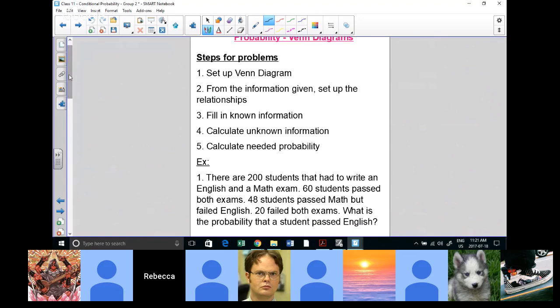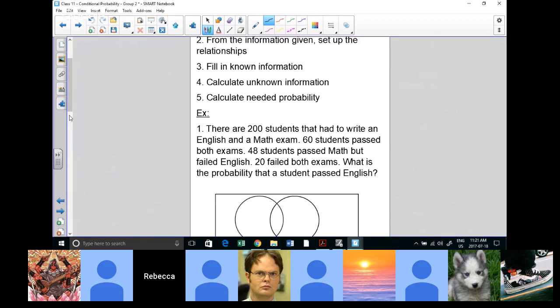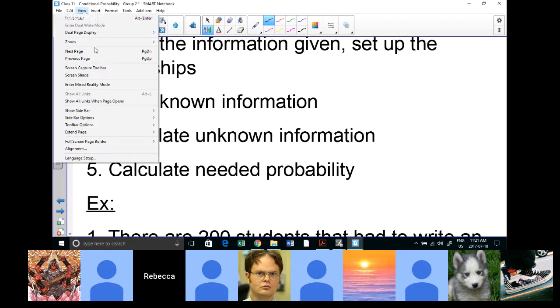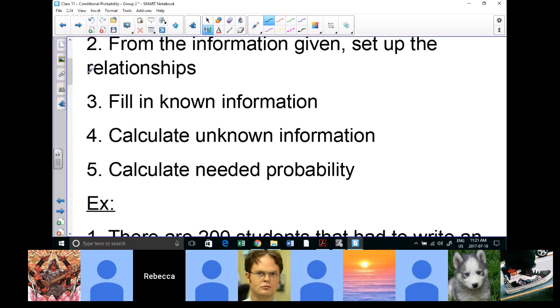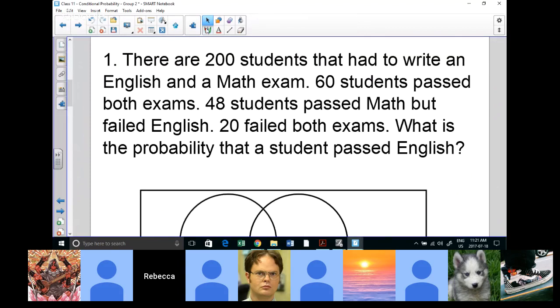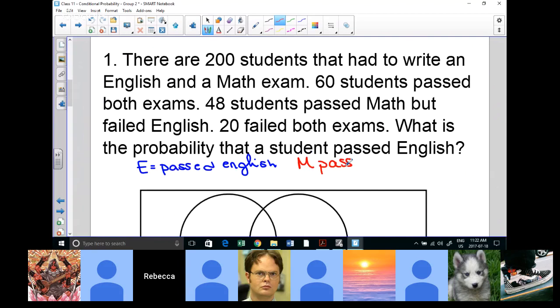So for Venn diagram problems, you're going to set up the Venn diagram, you're going to fill it out, and then you're going to calculate what you don't know and then figure out what the question is asking you for. For instance, there are 200 students that had to write an English and math exam. So we'll say E is passed English and M would be passed math.